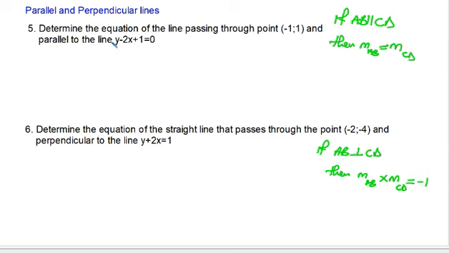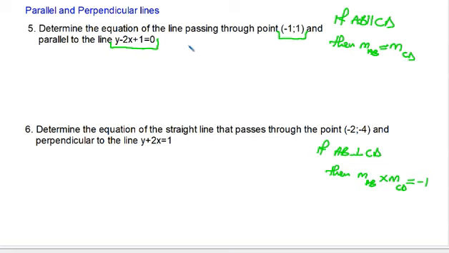Now let's determine the equations of these lines. Determine the equation of a line passing through the point (-1, 1) and parallel to the line y minus 2x plus 1 is equal to 0. Remember, to determine the equation of a line, you need two things. You need a coordinate on that line, and you also need the gradient. We do not have the gradient of this line, but we do have a line which is parallel to the line that we want to establish. So let's get the gradient from this line.